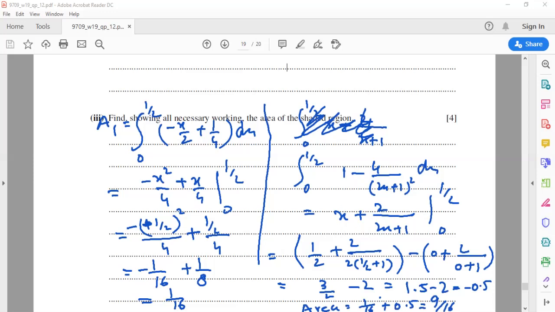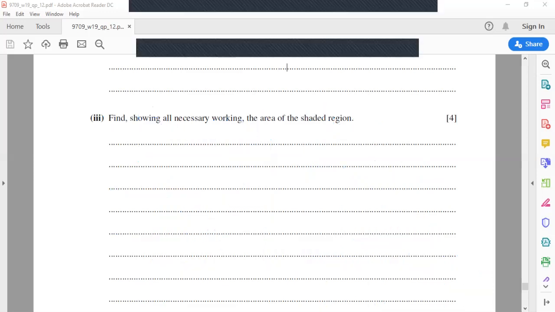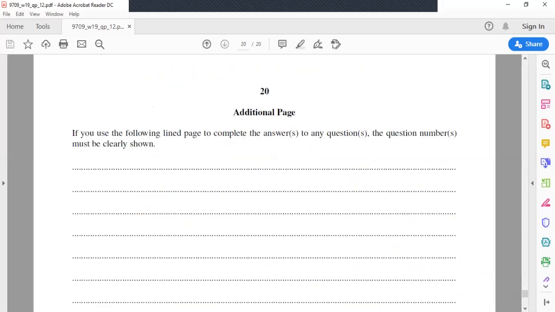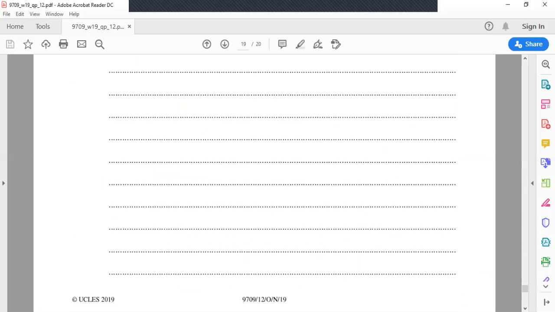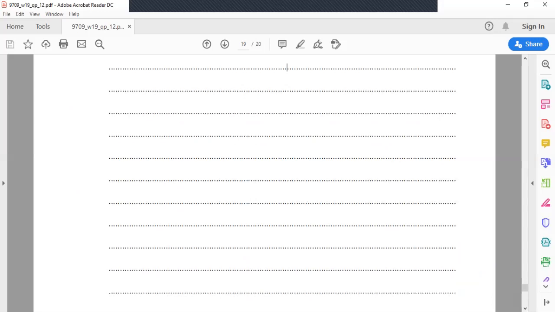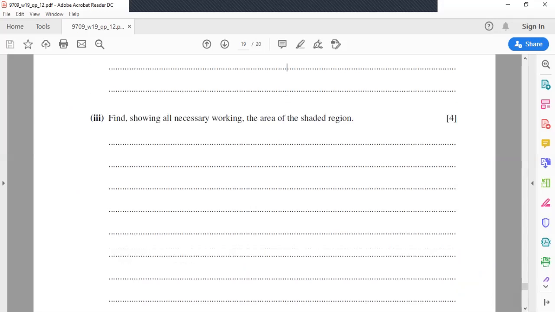Now let's go for the next part. But there is no next part over here. So we are done with this paper, and I hope you find it easier as well.